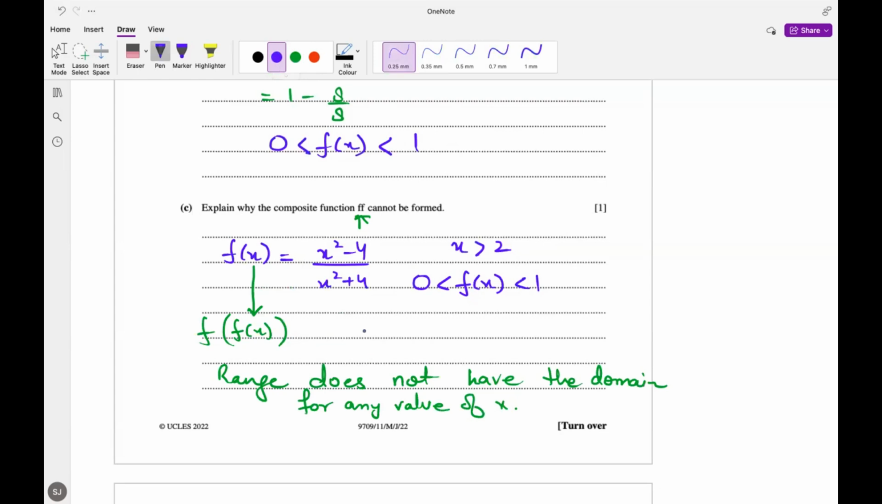Again, just to explain this, basically this means that if f of x is taking the x values, it has to be greater than 2. And f of x cannot be greater than 2 as f of x was less than 1 and greater than 0. So this means that we cannot find the composite function f of f.